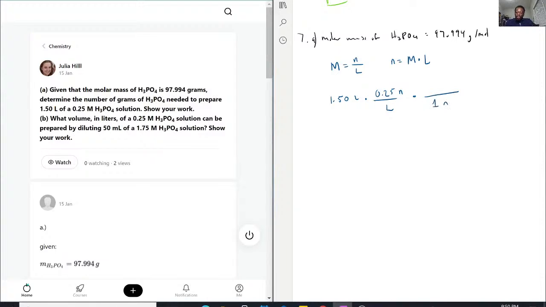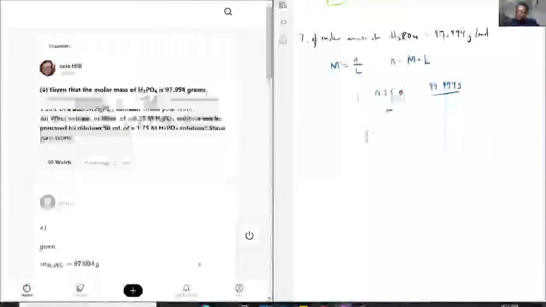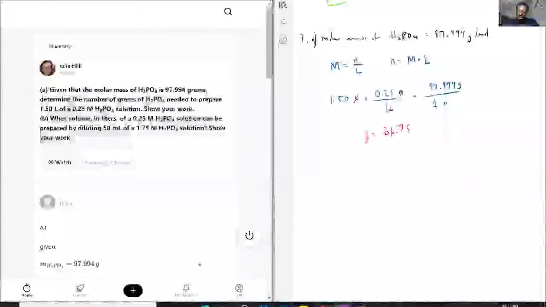Because for 1 mole of H3PO4, we have 97.994 grams. Okay? And now, as you can see, the liters cancel out, the moles cancel out. All we're left with is the grams. Now we have to see if we actually did it correctly. So 1.50 times 0.25 times 97.994. We have the total grams, which is 36.75.